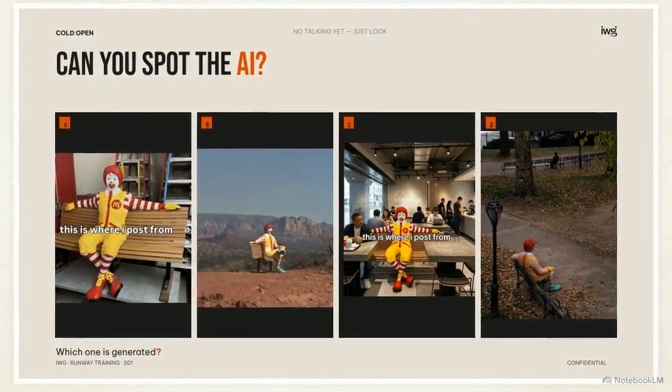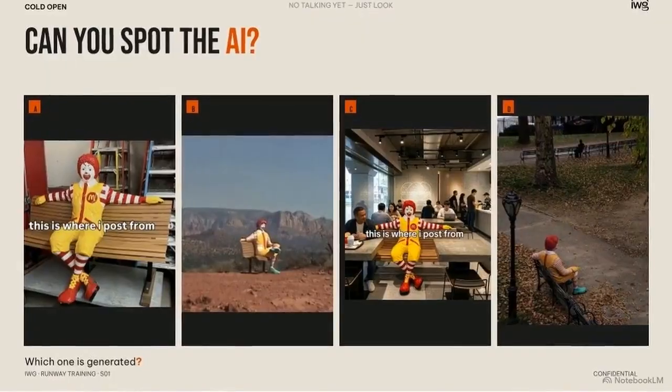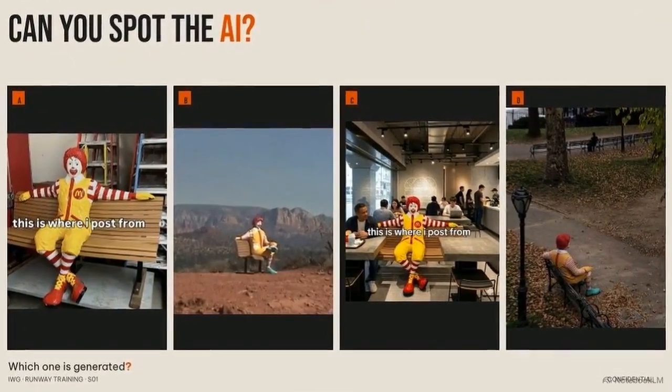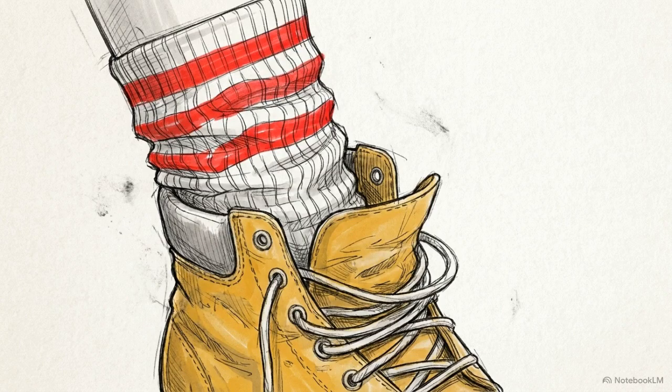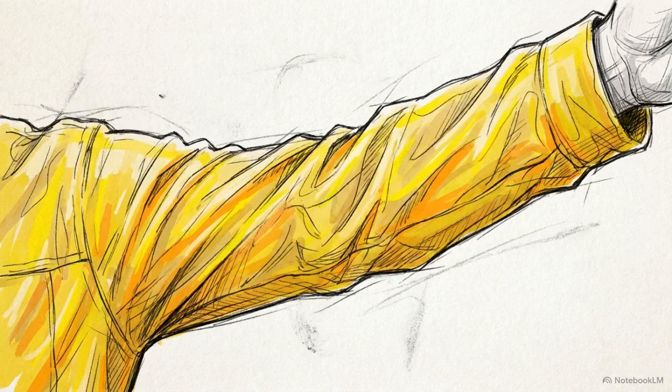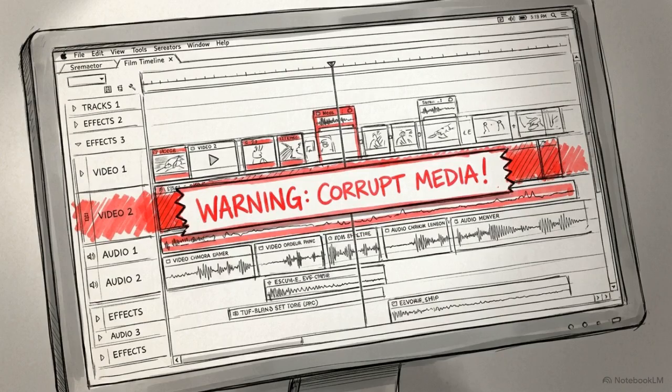Take a look at these 4 images of Ronald McDonald, which were generated by AI and which are real photographs. If you look closely at the physical details, the stripes on the socks, the shape of the collar, the folds in the fabric, you'll notice they shift slightly from image to image. That inconsistency is the giveaway.